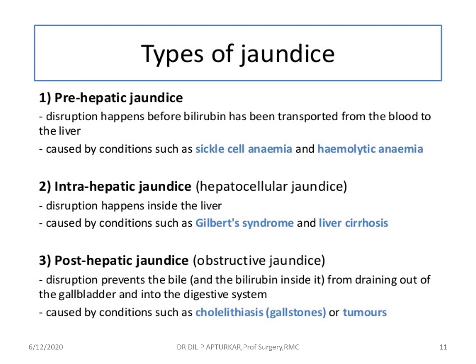Intrahepatic jaundice, that is hepatocellular jaundice, occurs in case of liver cirrhosis, hepatitis, Gilbert syndrome. The disruption happens inside the liver. Then post-hepatic jaundice, that is mainly the obstructive jaundice. There is a disruption which prevents the bile and bilirubin inside it from draining out of the gallbladder and into the digestive system. So conditions like cholelithiasis, tumor, or stricture can cause this obstructive jaundice.